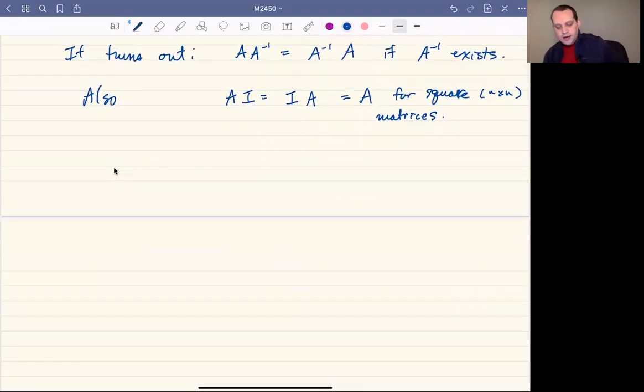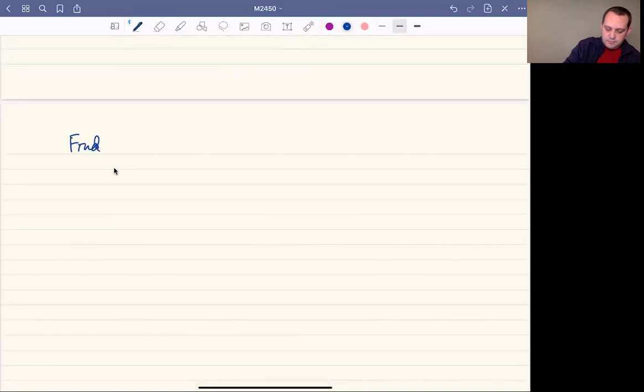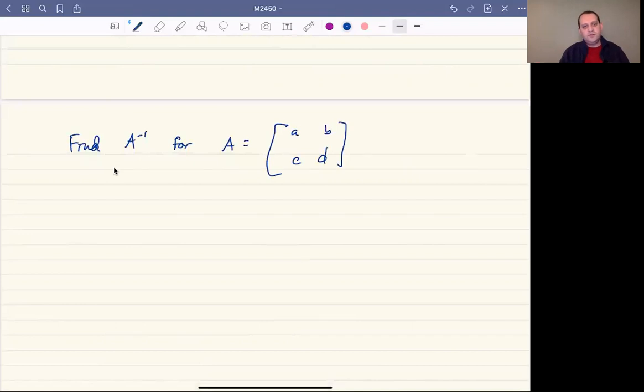What I want to do now is find A inverse for the matrix A, just being a generic [[a, b], [c, d]]. If we can have a formula for the inverse of a 2 by 2 matrix, that'll be really helpful for us. And what we're going to do is the same process that we did before. I'm going to take our matrix A and augment it with the identity.